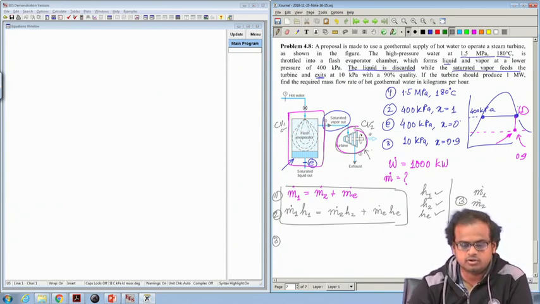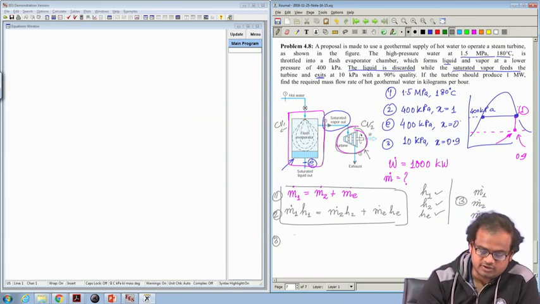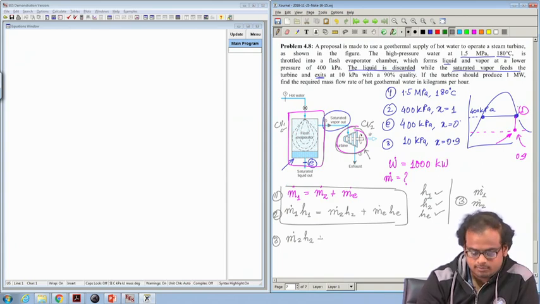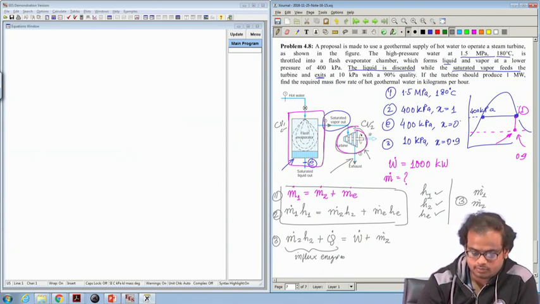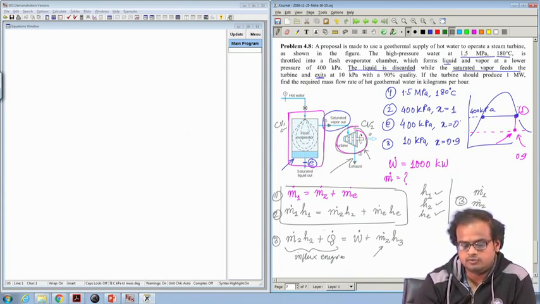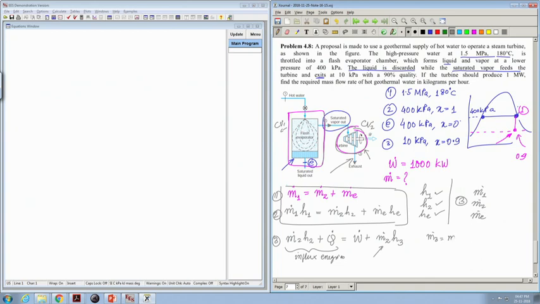So then let us write down the first law of thermodynamics for the control volume. So the first law says m dot 2 H2 is the inlet plus Q dot. So these are the inlet energies, influx energies. This is equal to the work output plus the enthalpy at the exit. Why have I written this as m dot 2? Because we have just seen that m dot 3 is also equal to m dot 2. So I have substituted this over here.